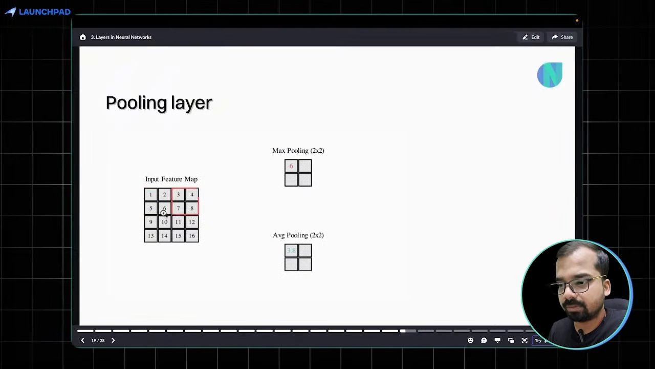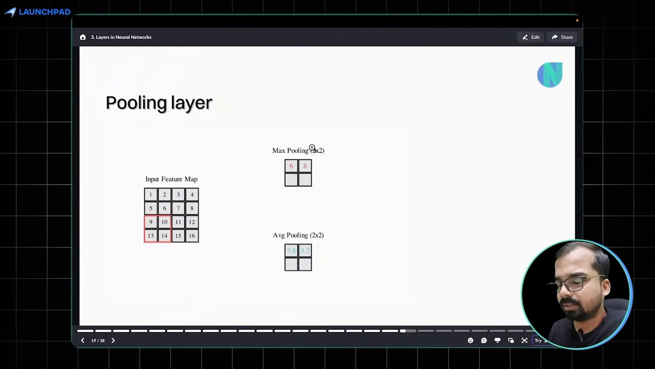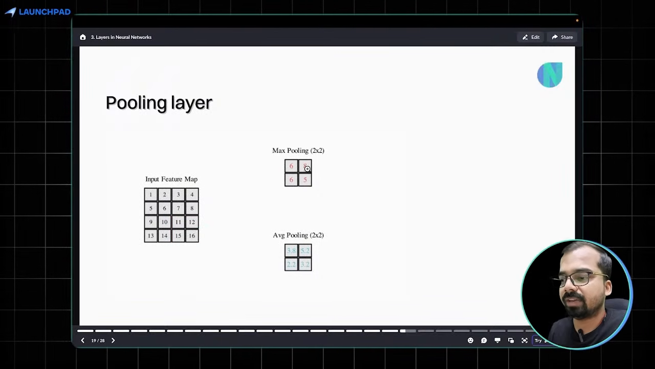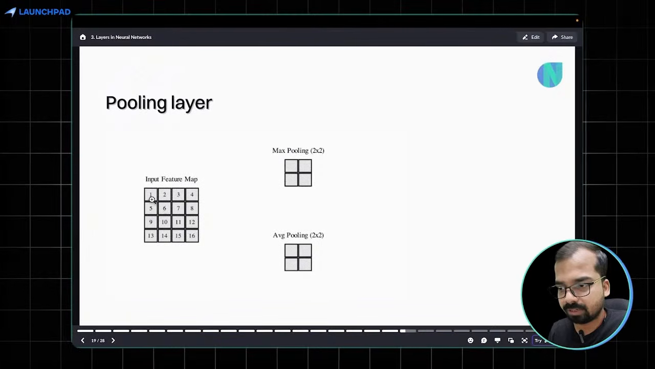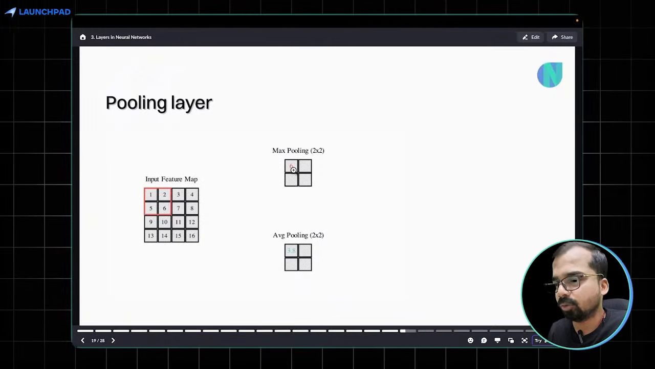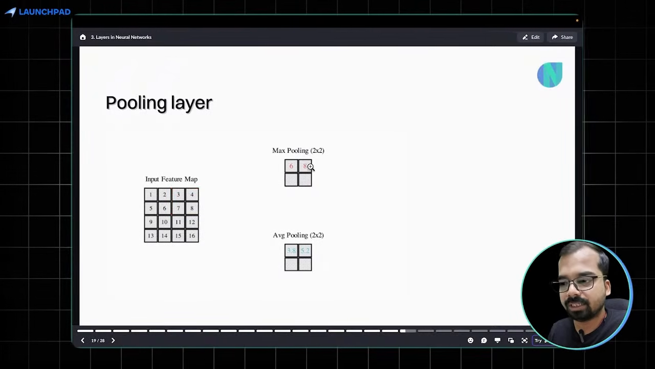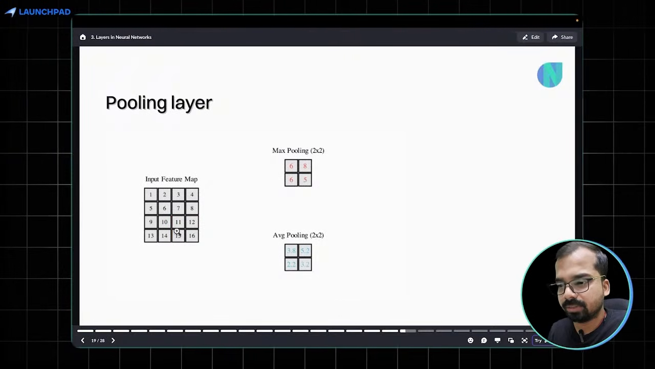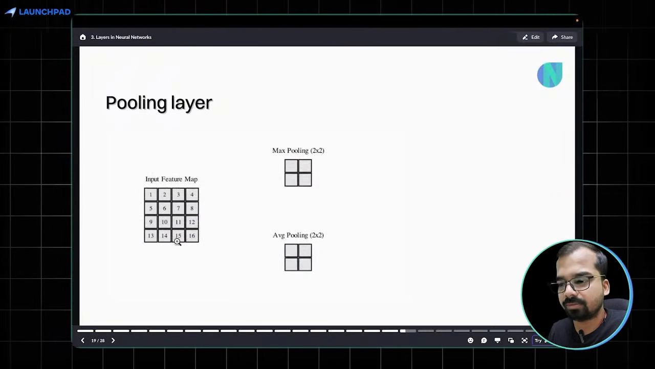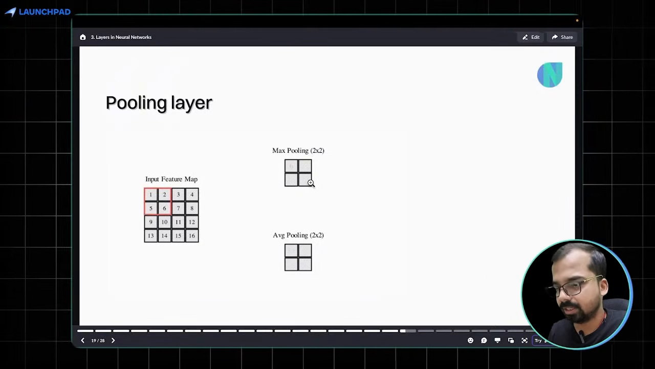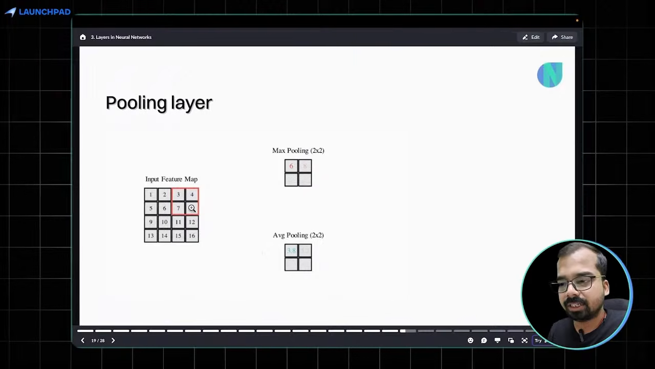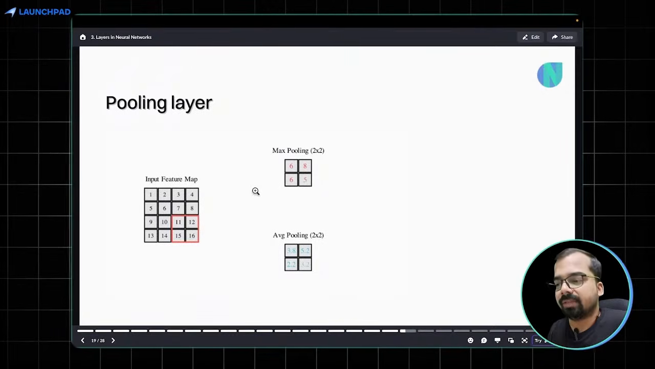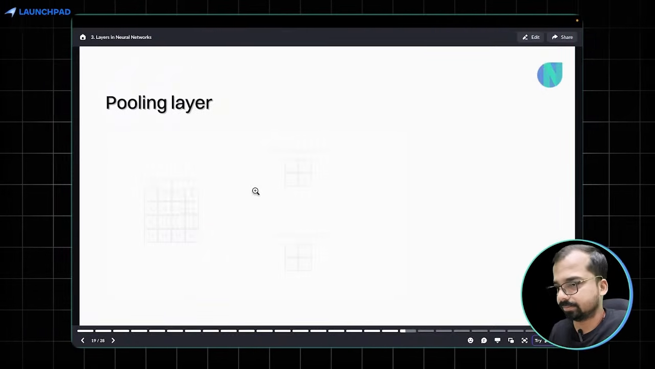So what is max pooling doing over here? It is applying a 2 by 2 matrix on this entire image, and it is getting the max value from each matrix. So for 1, 2, 5, 6, the output is 6. For 3, 4, 7, 8, the output is 8. For 7, 10, 13, 14, the output over here is actually wrong, it should be 14. And for 11, 12, 15, 16, the output would be 16. Average pooling does the same thing, but it says that whatever numbers are in my 2 by 2 matrix, I will get the average value out of them. That is what average pooling does.